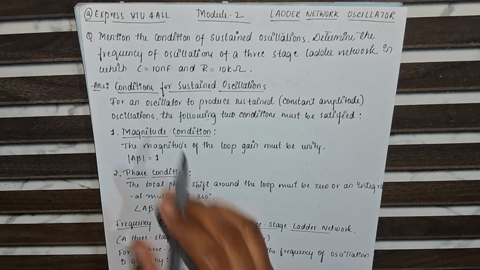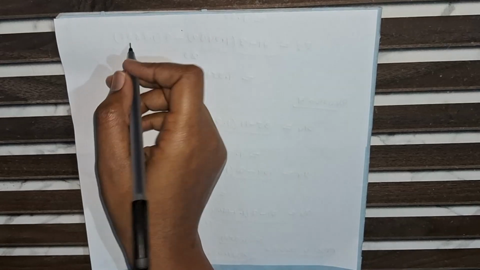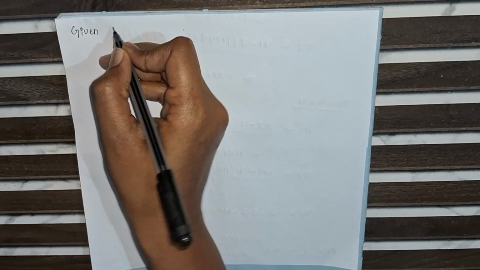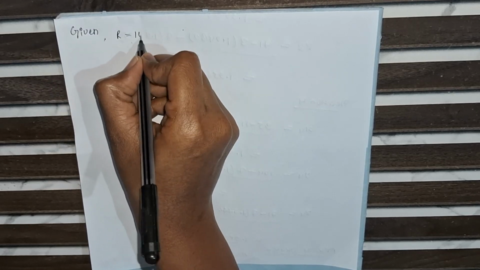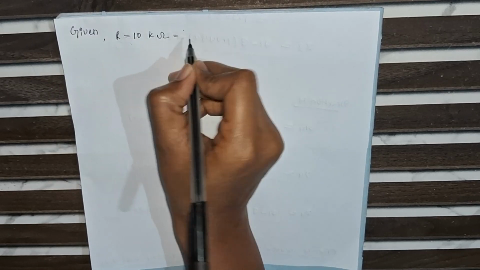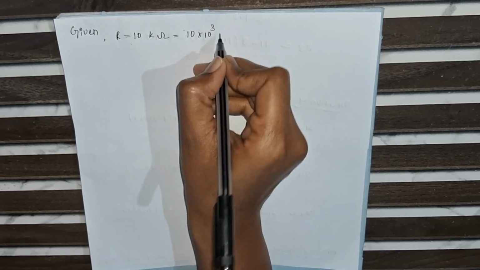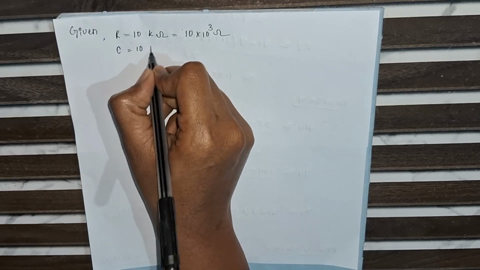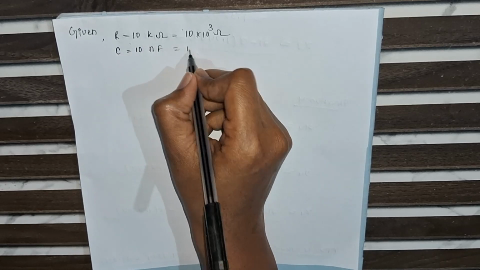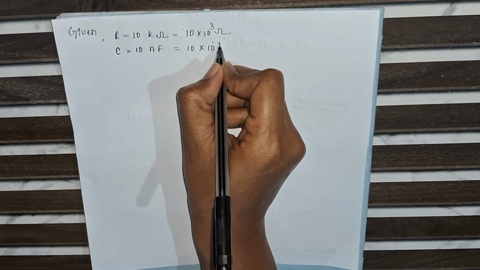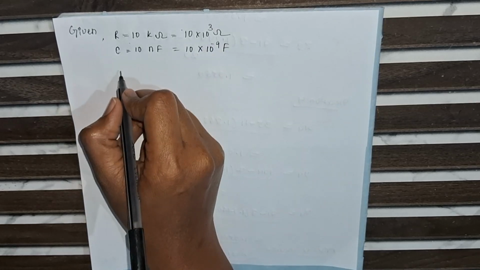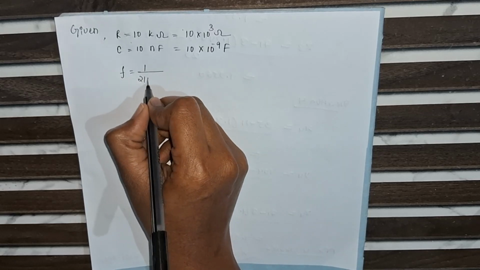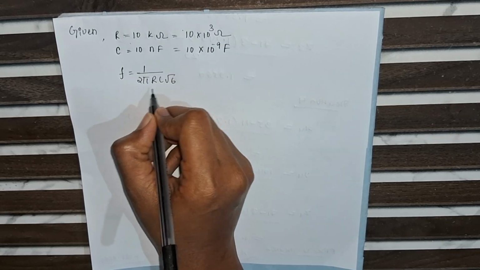Next we will solve the given question. The values given in the question are R equal to 10k ohm, which we can write as 10 into 10 to the power of 3 ohm, and the capacitor value they have given is 10 nanofarad, which will be written as 10 into 10 to the power of minus 9 farad. So the frequency formula will be 1 divided by 2 pi RC root 6.